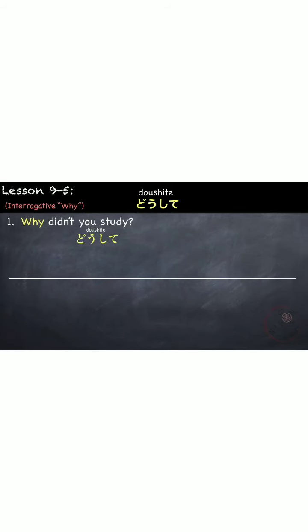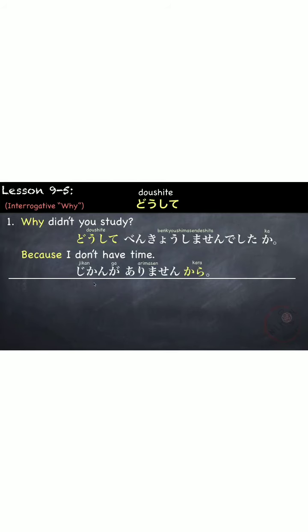どうして didn't you study? 勉強しませんでした。And then the question marker か。どうして勉強しませんでしたか? Because I don't have time. I don't have time is 時間がありません and then から。So to answer the question どうして, we need to put から at the end of our reason. 時間がありませんから。Because I don't have time.